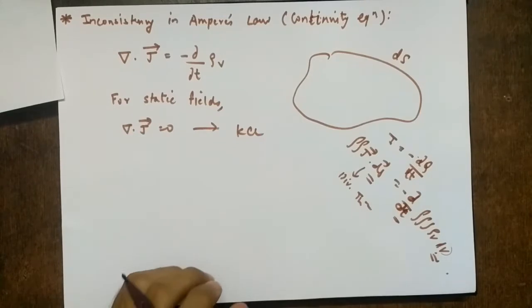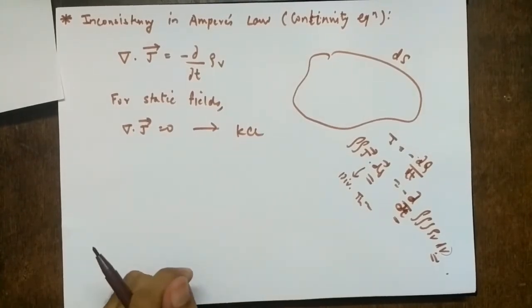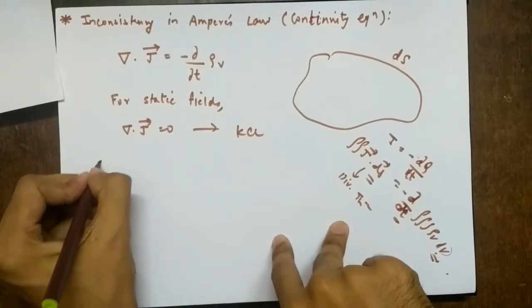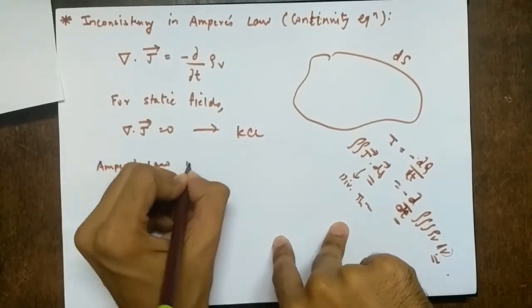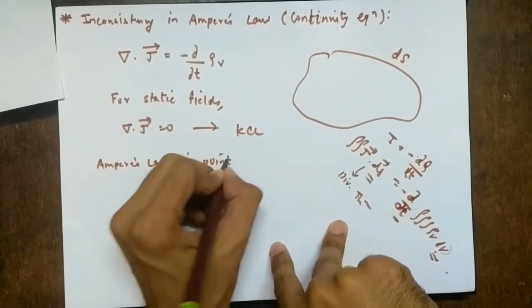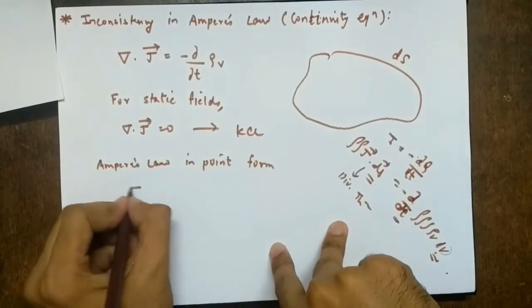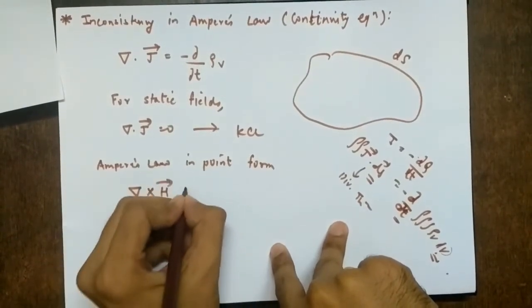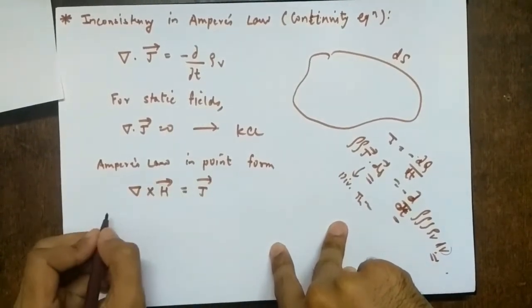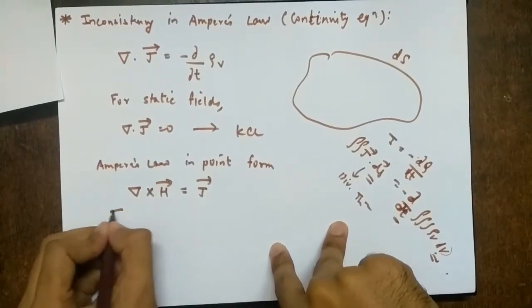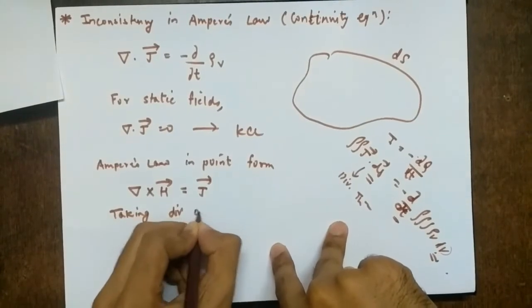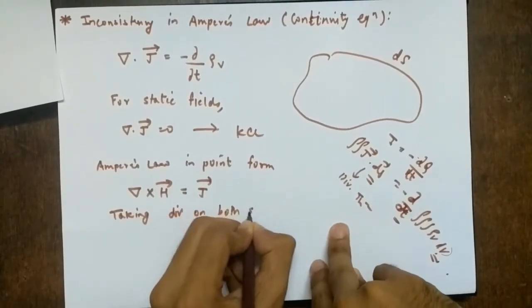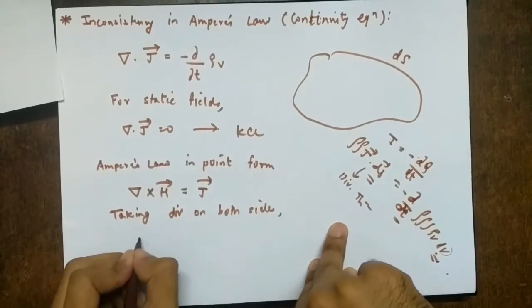Now let's go further. Let's start with Ampere's law; why, we'll come to know in some time. Let's take the point form. Del cross H vector equal to J vector. Let's take divergence on both sides.